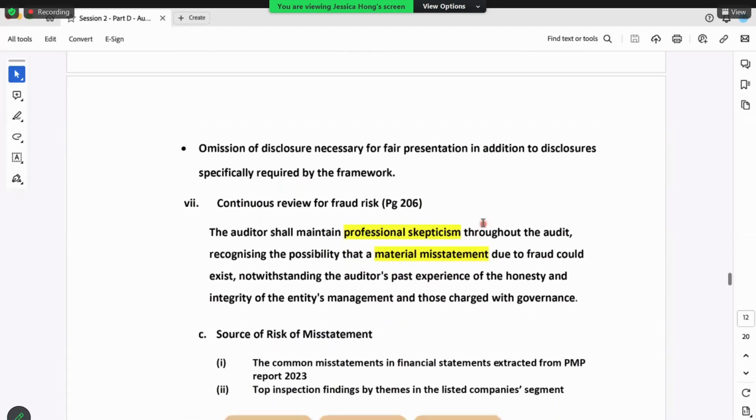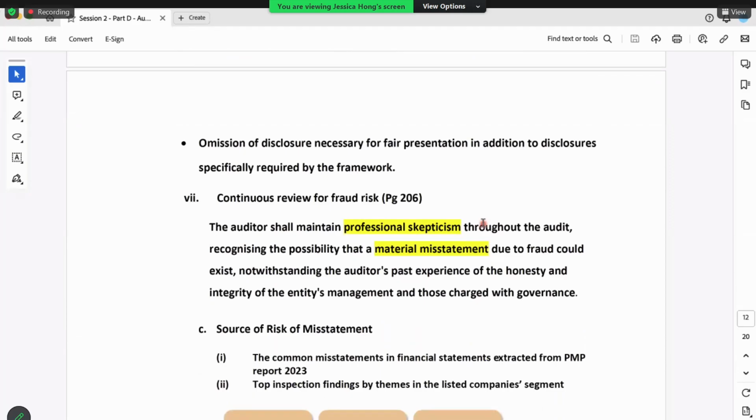So yes, we do sometimes involve calculation. There are some questions that also require you to do some calculation. So you need to prepare well for this exam. Omission of disclosure is also one type of misstatement.